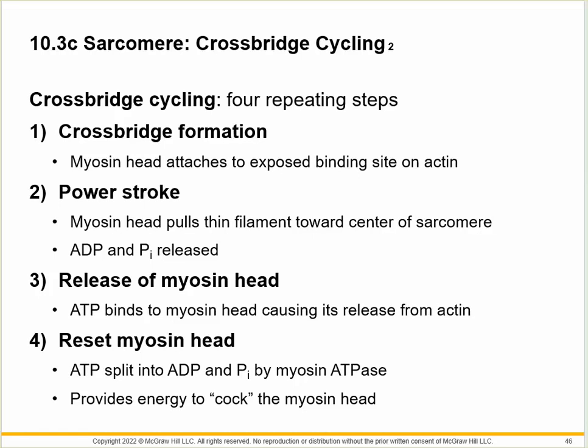The myosin then stays attached in the flex position until another ATP binds to the myosin head, causing it to release from the actin and move back into its high energy configuration of extended. Okay. So the ATP splits into ADP and P and transfers that energy to extend the myosin head.